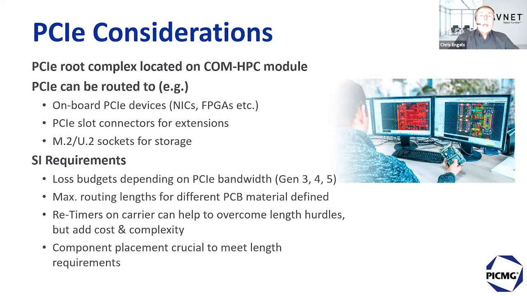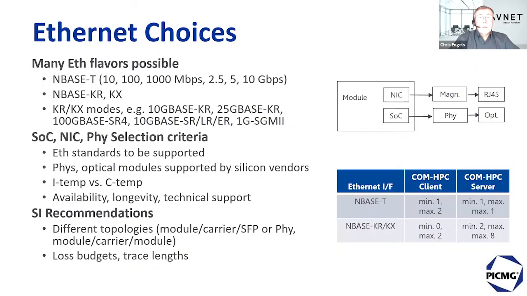The other great area of connectivity for COM-HPC is definitely Ethernet. And also here, the specification provides many choices, which you can implement on the carrier. There's the N-base-T interface, which is 1G up to 10G Base-T technology. For both the client and the server, 1 interface is mandatory. And for the client, you can have up to a maximum of 2.